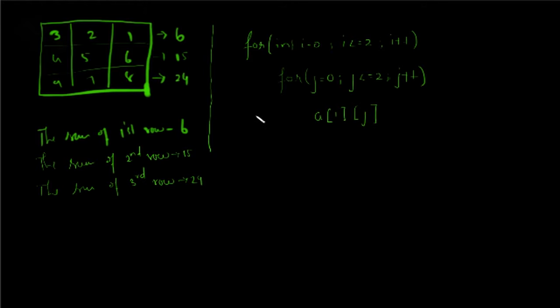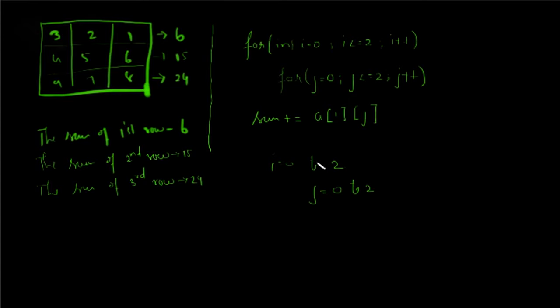a of ij, and here I will write sum plus equal to. So here what will happen? As we already seen, this loop will be executed when I is equal to 0 to 2, for 3 times, and each and every time this I value changes, the J loop executes from 0 to 2, so that we can take in the values of all these things. That is using the cin statement.